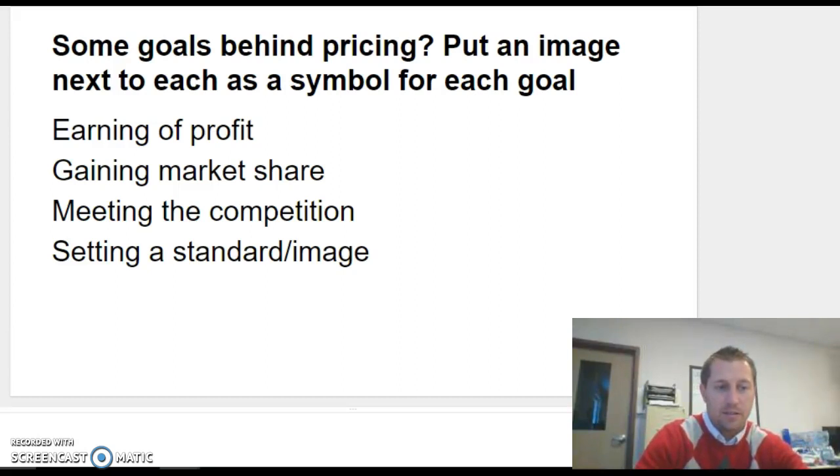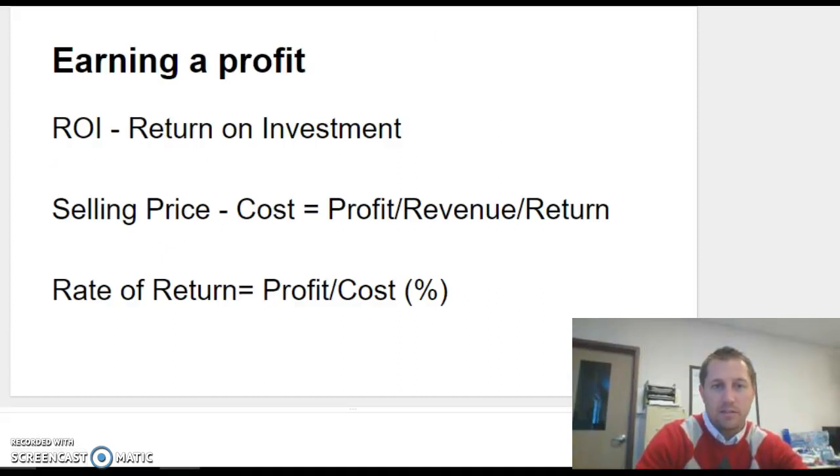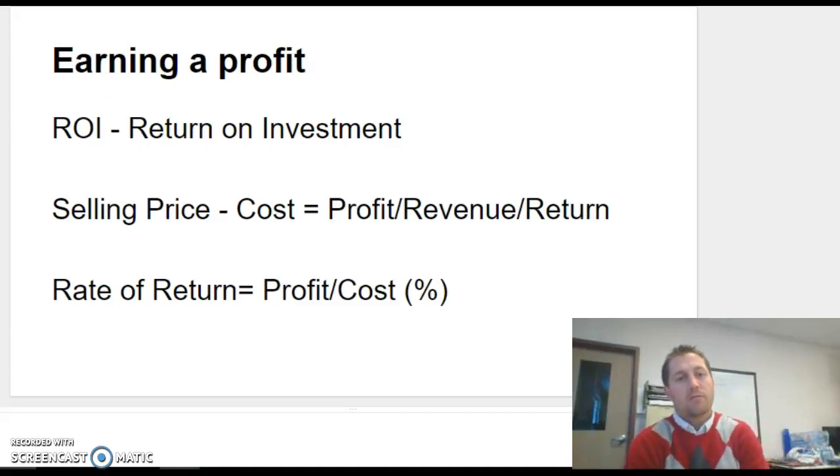All right, let's go to slide 6 next. Slide 6 talks about earning a profit. So we've got a return on investment. We've got a selling price minus the cost. It'll give you your profit, slash revenue, slash return on investment. And then to find a rate of return, you're going to divide profit by your cost. And that'll give you what percentage of earnings you're getting.